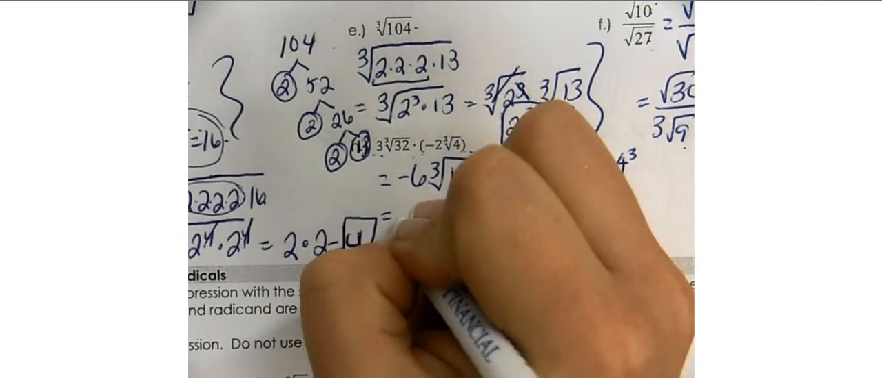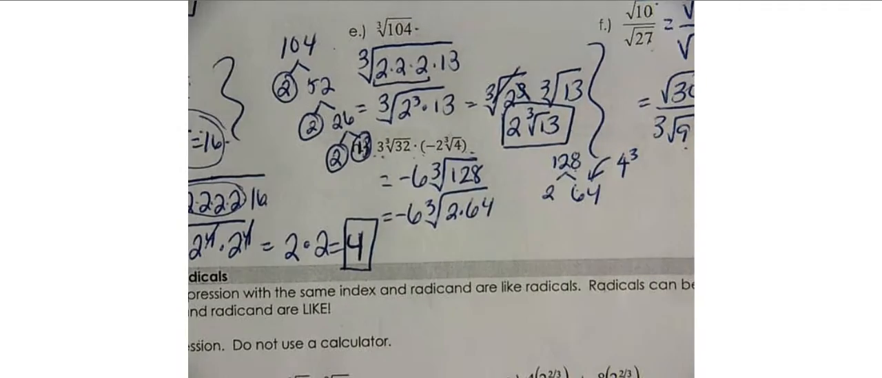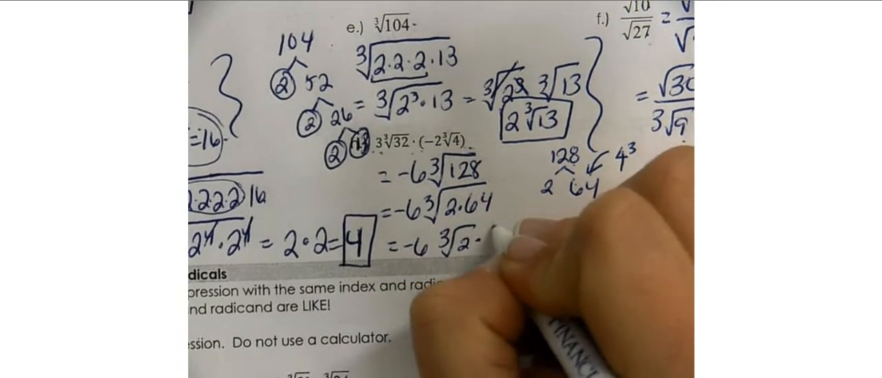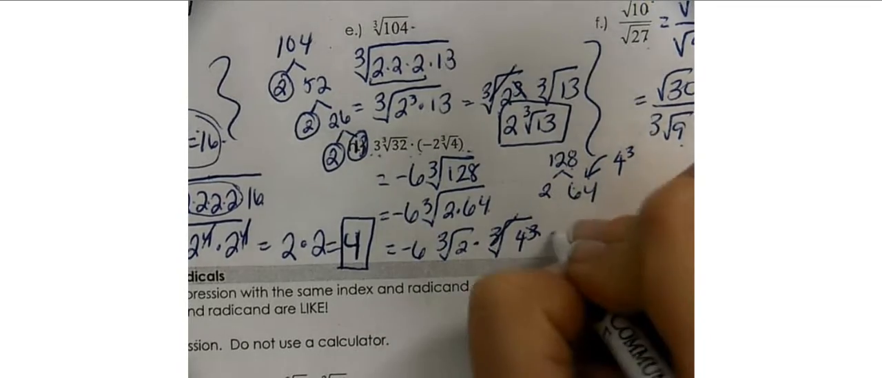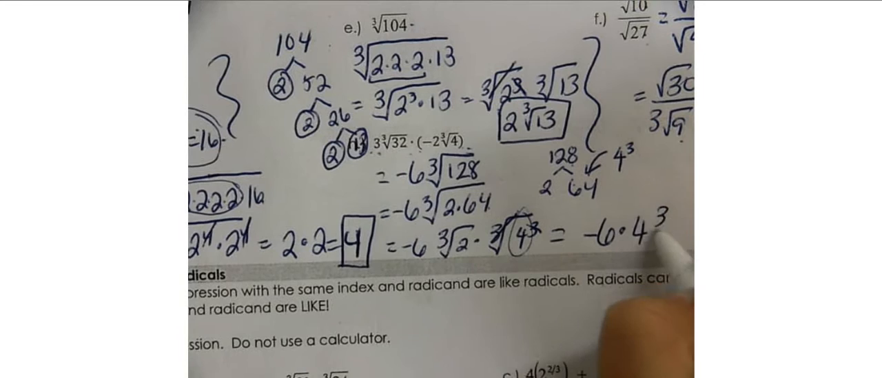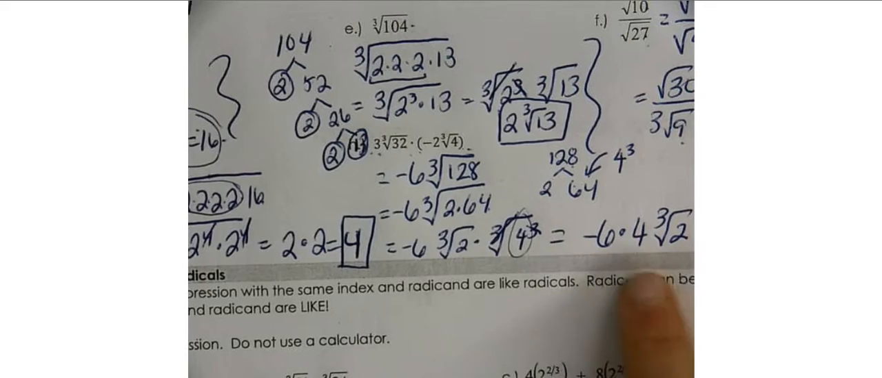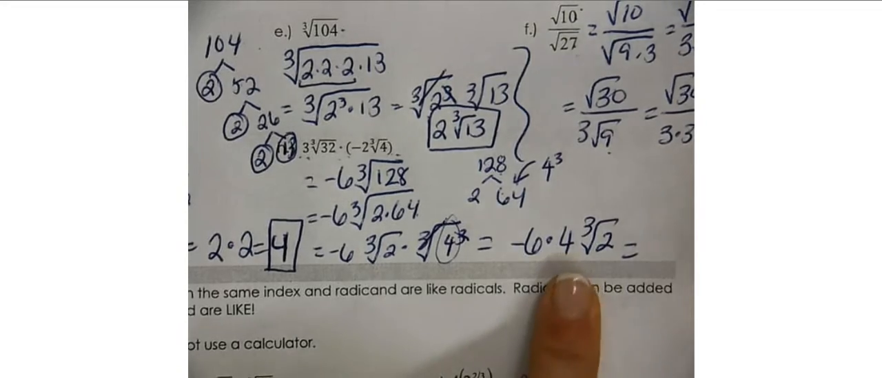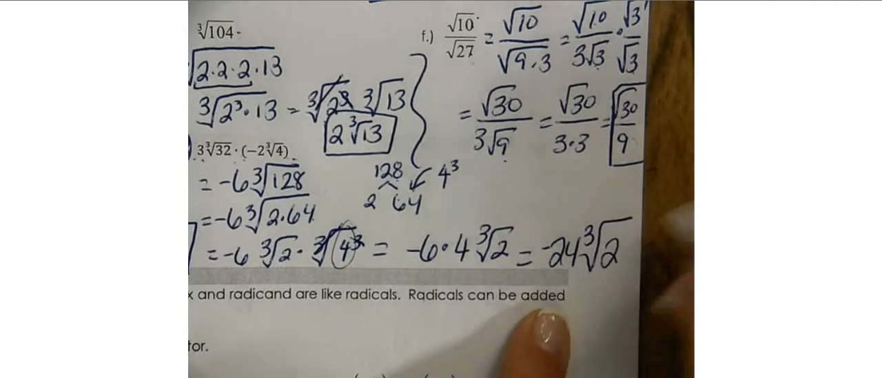So I'm going to rewrite this as negative 6 times the cube root of 2 times 64. So I can break this apart into negative 6 times the cube root of 2 times the cube root of 64. I know that 64 is 4 cubed. The cube and the cube root eliminate, leaving us with negative 6 times 4 times the cube root of 2. All I did was eliminate the cube and the cube root to leave me with the 4, so I'm just going to bring the 4 right next to the 6. And negative 6 times 4 is simply negative 24. So this is negative 24 times the cube root of 2. And that is your answer.